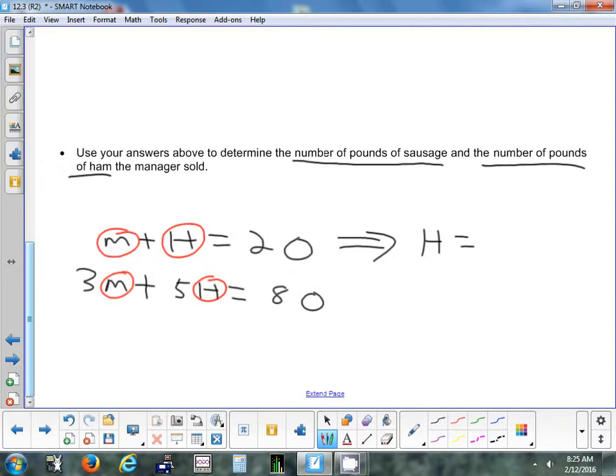Can somebody tell me how would I move the M to the other side? Subtract it. Okay, so subtract the M. That's gone. And I get H equals what's going to go in that box?